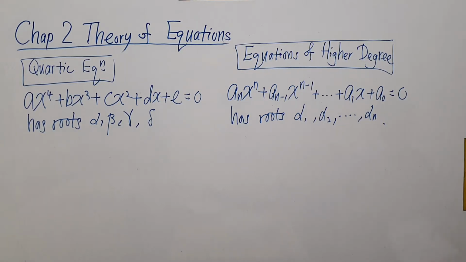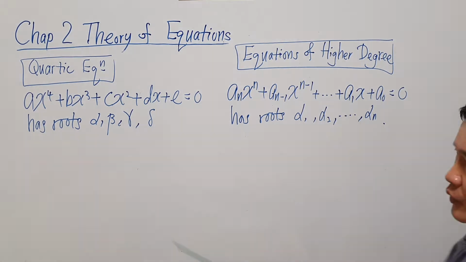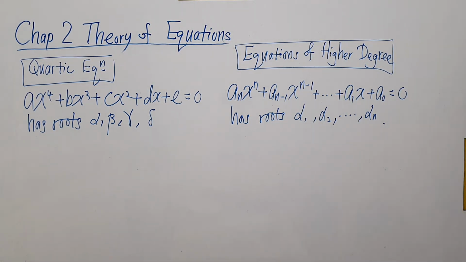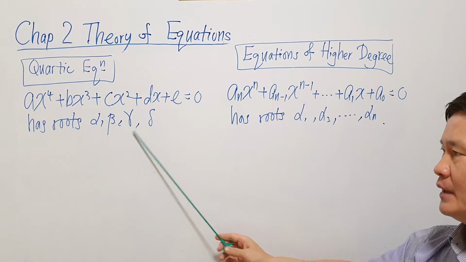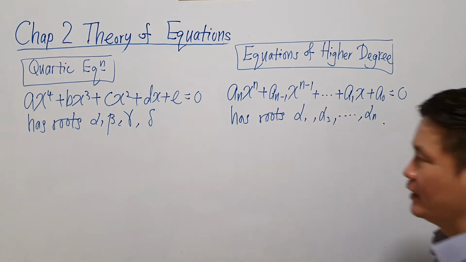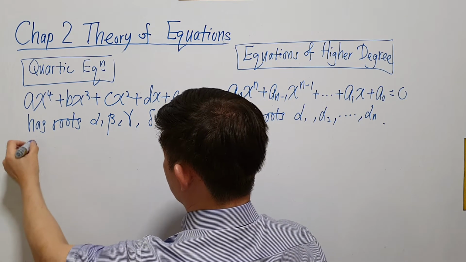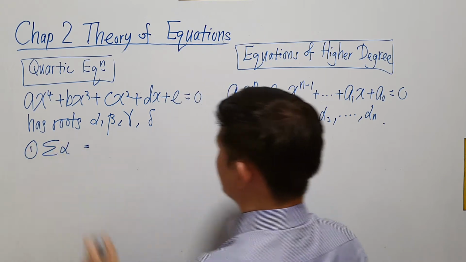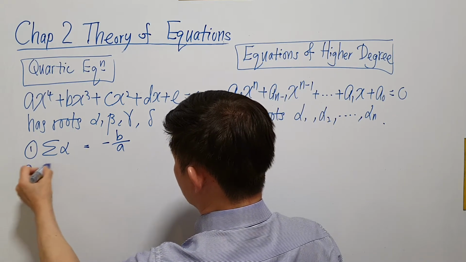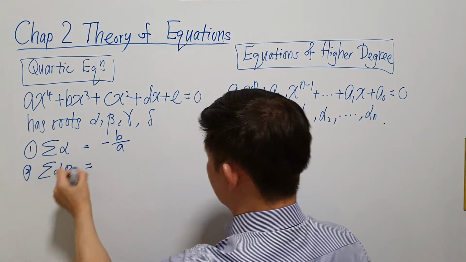Alright, now having done the quadratic equation and then the cubic equation, we now want to extend the same idea to the quartic equation, which is of degree 4, and to equations of higher degree. So in the case of a degree 4 equation, if these are the roots alpha, beta, gamma, and delta, then we have similar results that we had earlier on. First one is the summation of alpha is minus b over a. Number 2, the summation of alpha beta.